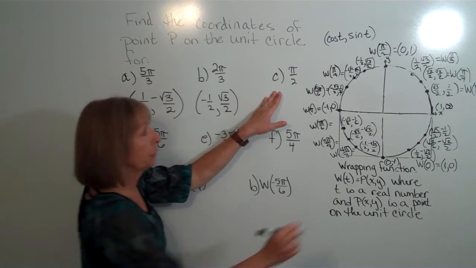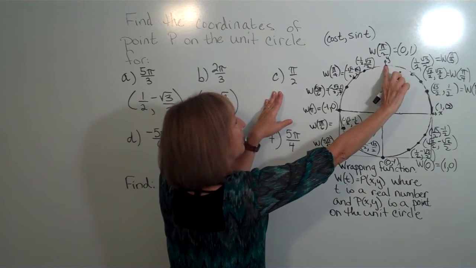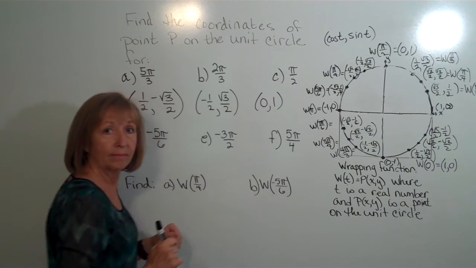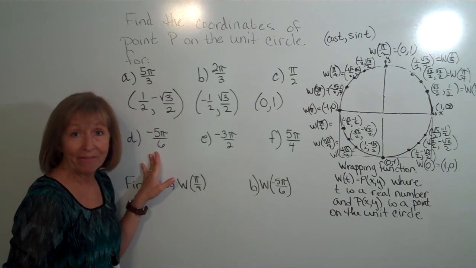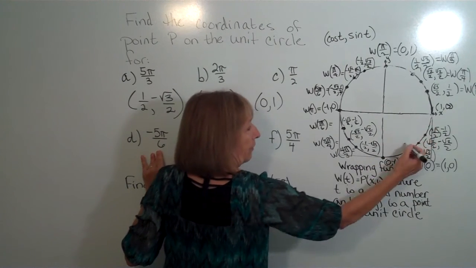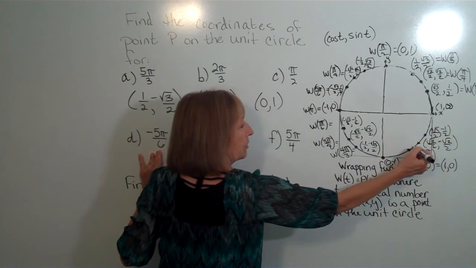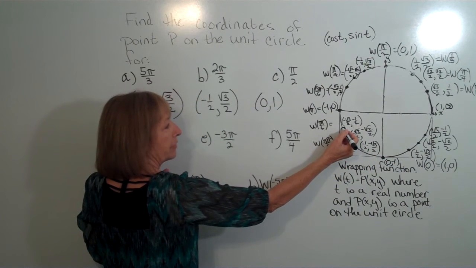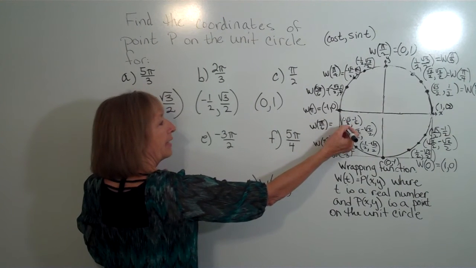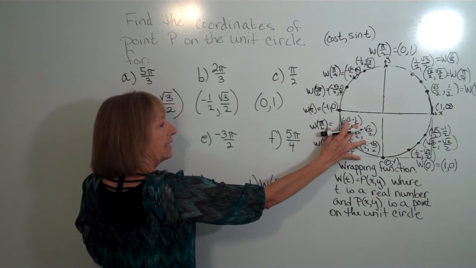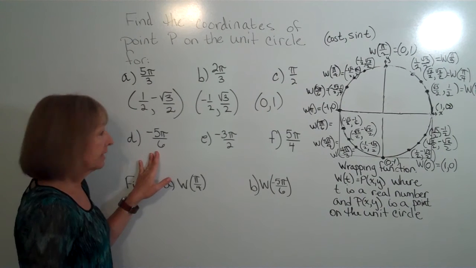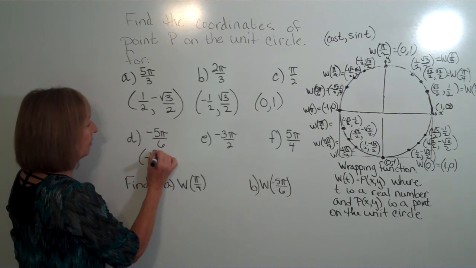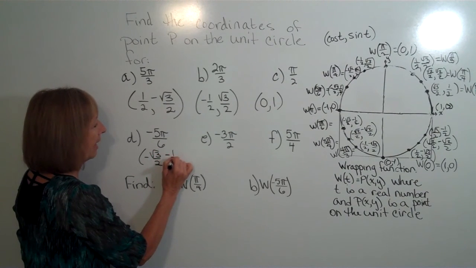How about for pi over 2? Well, pi over 2 has the ordered pair 0 comma 1. Then for negative 5 pi over 6, so go down and around. So go down 1/6, 2/6, 3/6, 4/6, 5/6. So negative 5 pi over 6 has a reference angle of pi over 6, but it's in the third quadrant. So both coordinates are going to be negative. So it's going to be negative square root of 3 over 2 comma negative a half.